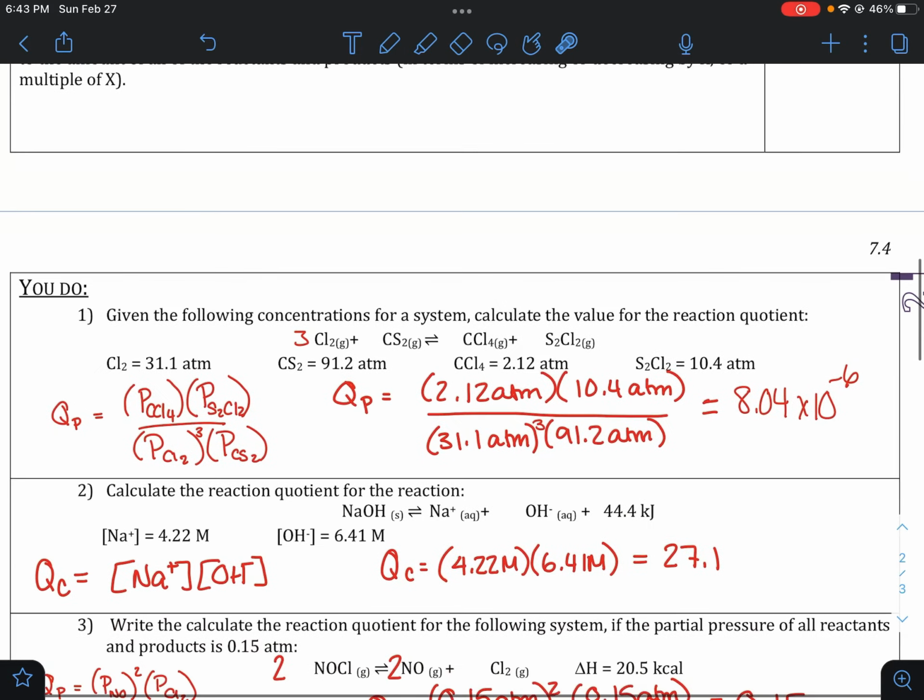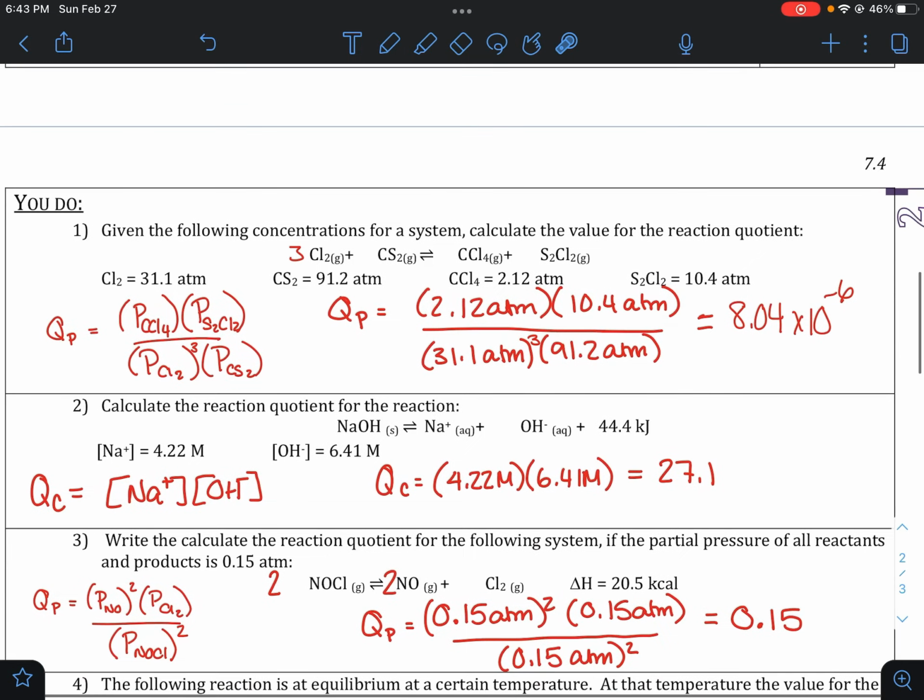Then down to the you do's. Given the following concentrations for the system, calculate the value for the reaction quotient. Right there, that's telling us we're going to be dealing with Q. We've got gases, so we're going to be dealing with QP. And if that didn't give it away enough, the units that we're given are atmospheres. First off, we've got to balance our chemical equation. We put a 3 out in front because we have 4 and 2, meaning we're going to have 6 total. So in order to get 6 over here, 3 times 2 gives us that 6.